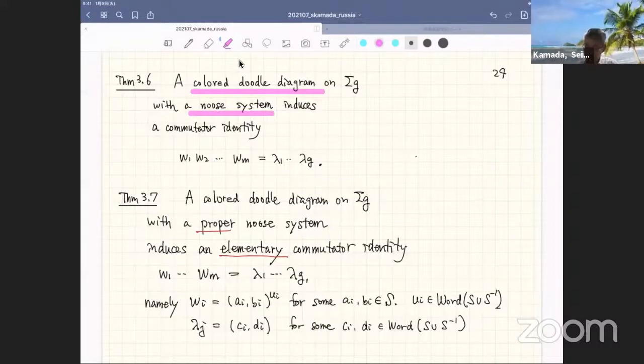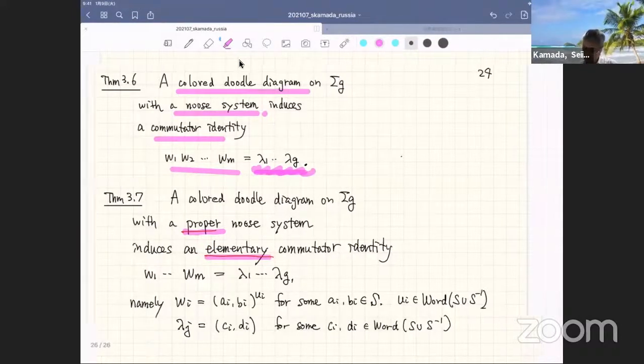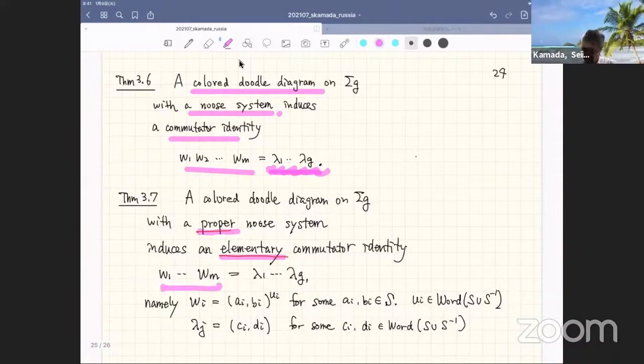When we fix a Nus system, then we have a commutator identity like this. The difference is this part. And if we take a proper Nus system, then this is an elementary commutator identity. And what is an elementary commutator identity in this form? This part is the same. Each Wi is this one. And the right side is new. The left side is a commutator, and the Ci and Di are words. Anyway, that is the definition of the elementary commutator identity.